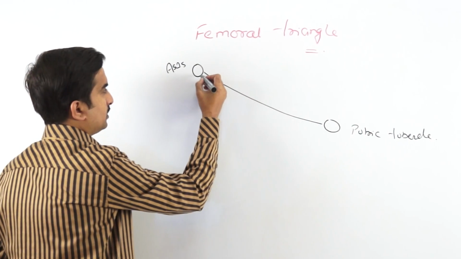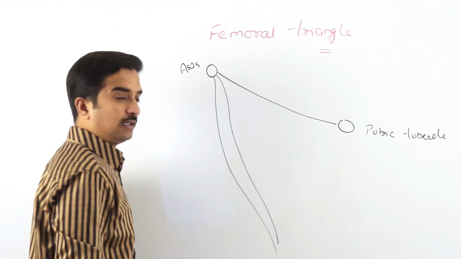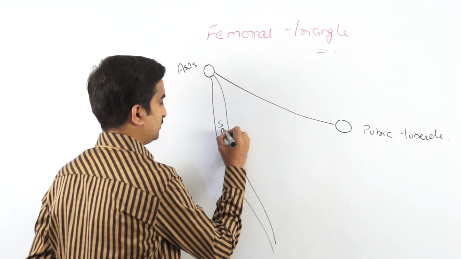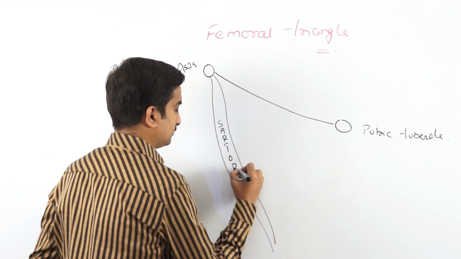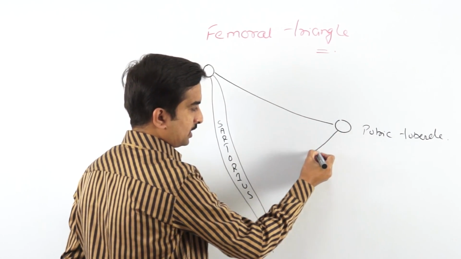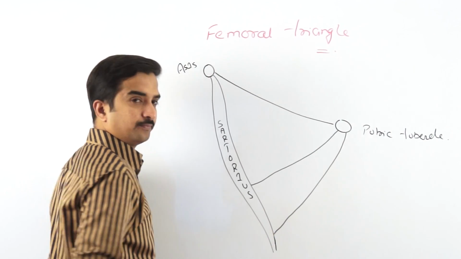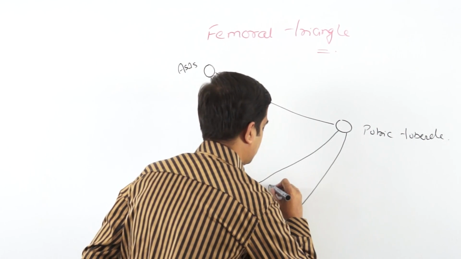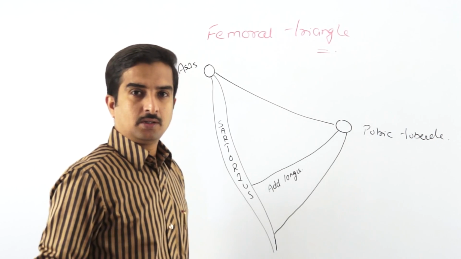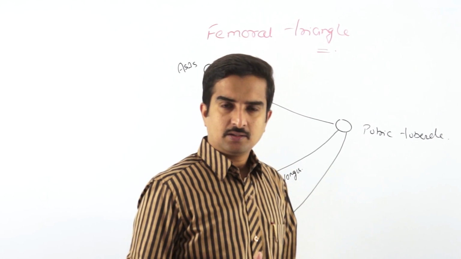Okay. Now I will draw an important muscle, which is the longest muscle present in our body, called the sartorius. This is the sartorius, and another muscle I will draw from the pubic tubercle. This is called the adductor longus. So by this the femoral triangle is formed with three boundaries.